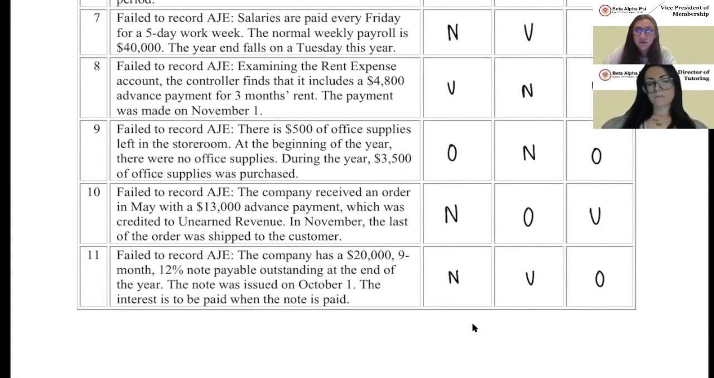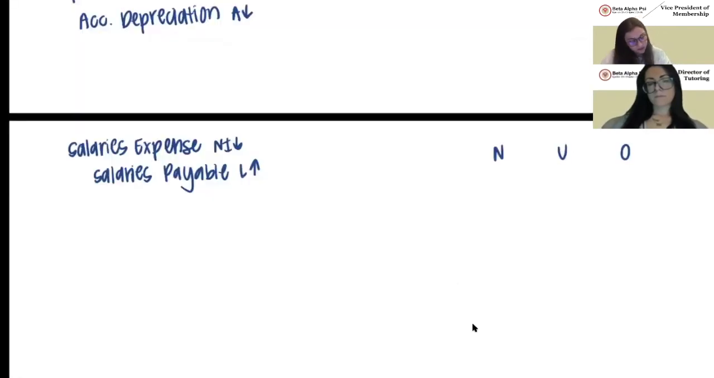So what we have to do is unexpense one of those months and put it into prepaid rent. So our journal entry for this adjustment is going to be a debit to prepaid rent and a credit to rent expense.